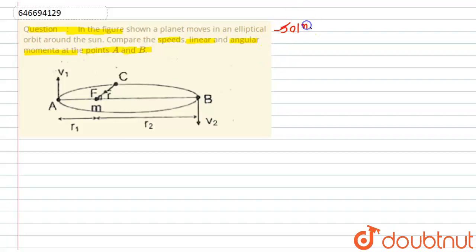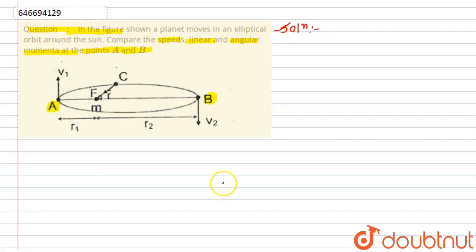So simply in this question, we are given a satellite which is revolving in an elliptical orbit, which we can see here in the diagram. Now as per the question, we have to compare the speeds at these two points A and B, and we have to compare the linear and angular momentum at these two positions of the satellite, that is A and B.